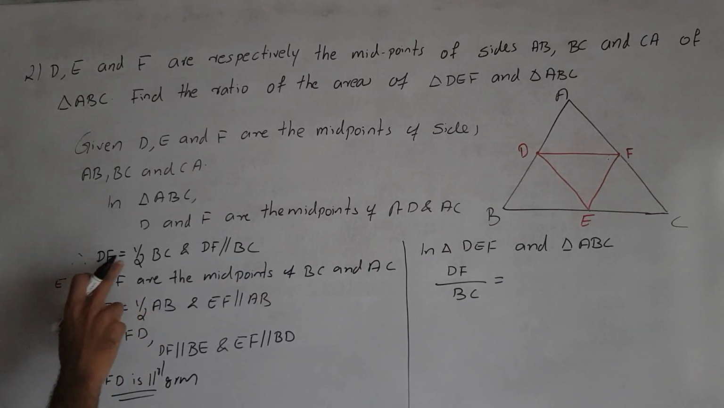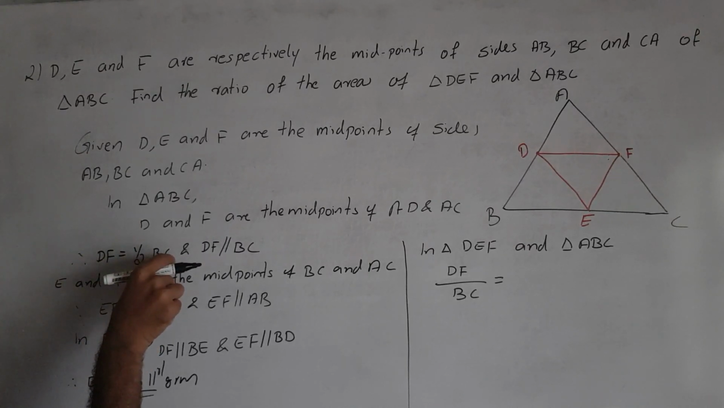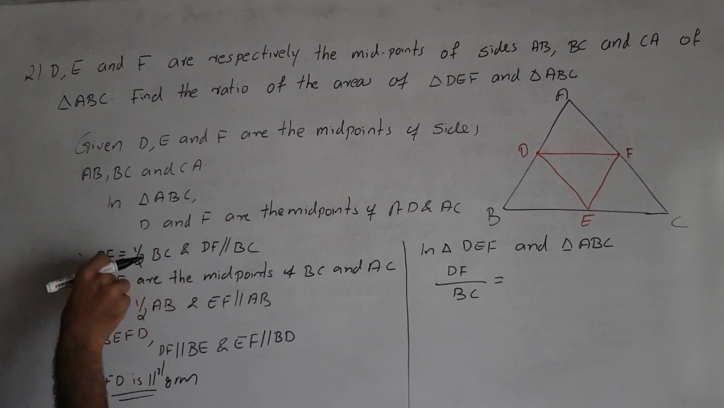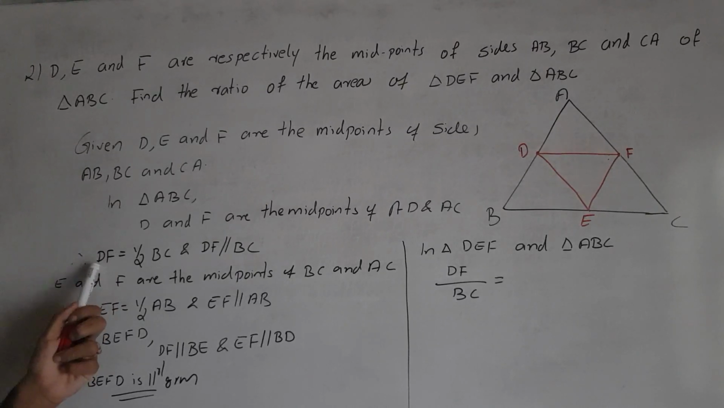DF is equal to half of BC, right? We divide DF by BC, we just transpose BC to the side of DF, then what is remaining here is half. That is DF by BC is equal to half.